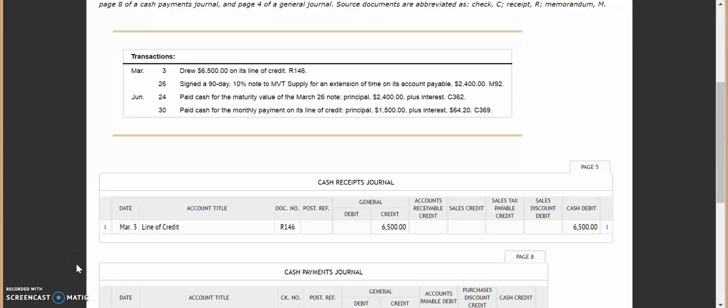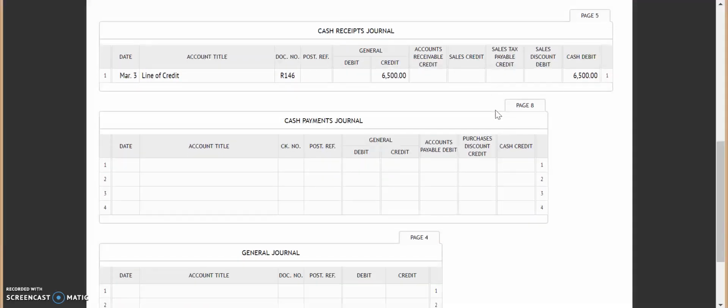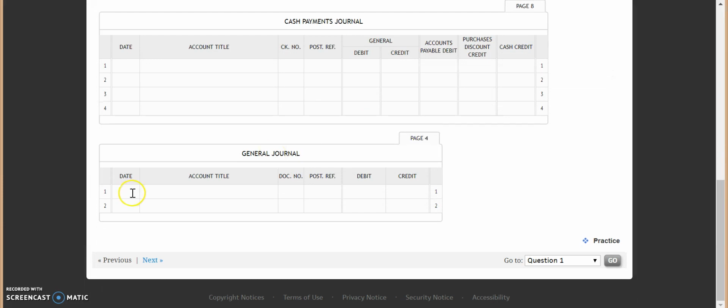Moving onward, on March 26th, we signed a 90-day 10% note to MVD Supply for an extension of time on our accounts payable. So this is where we owed MVT Supply $2,400, but we needed a little more time to make that payment. Notice that it's a memorandum. That's usually a good giveaway that it's going to be in our general journal. So we're going to go down to our general journal here, and we're going to put in our date, which is March 26th.